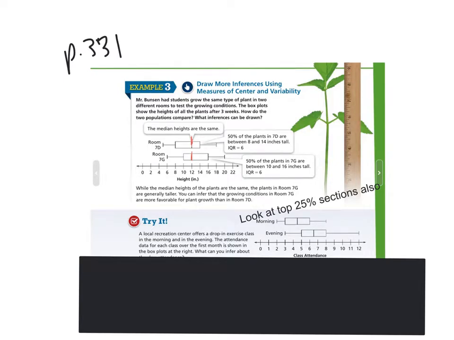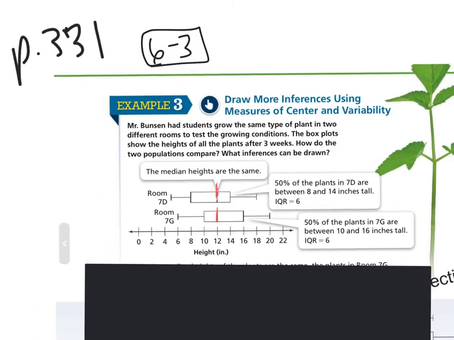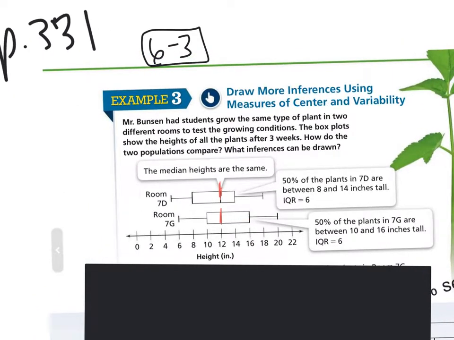Continuing looking at lesson 6.3, which is making comparative inferences about populations. We'll look at example 3, page 331. Mr. Bunsen had students grow the same type of plant in 2 different rooms to test the growing conditions. The box plots show the heights of all the plants after 3 weeks. How do the 2 populations compare, and what inferences can be drawn?